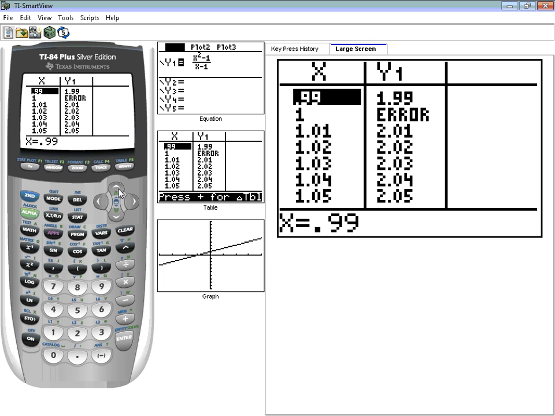Do you guys see now 0.99, which is something we want? We have a y value for that, and for 1.01. Yes, okay, so put those on your chart.